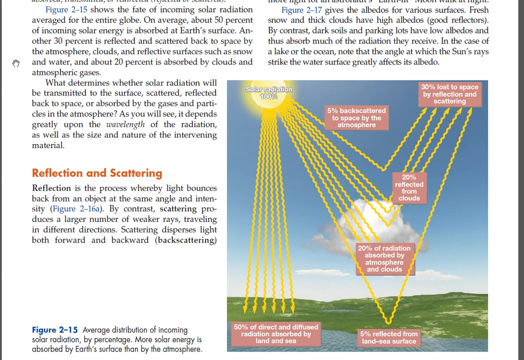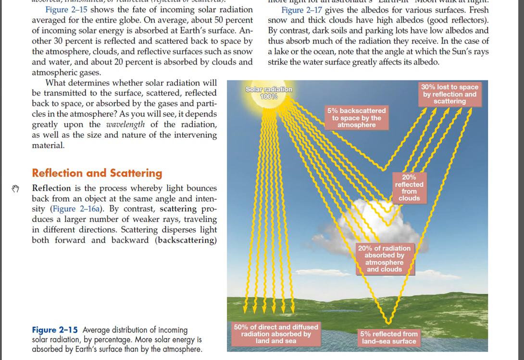What determines whether solar radiation will be transmitted to the surface, scattered, reflected back to space, or absorbed by the gases and particles in the atmosphere? As you will see, it depends greatly upon the wavelength of the radiation, as well as the size and nature of the intervening material.